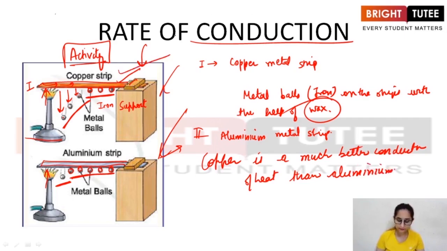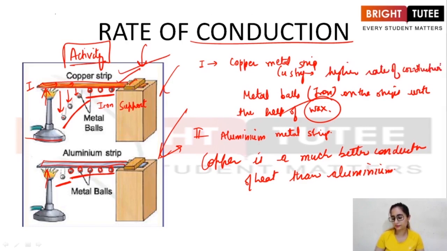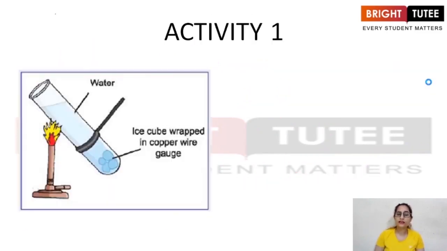So this tells us the rate of conduction. Copper strip has a higher rate of conduction than aluminium, right? So this basically made us clear what is rate of conduction and how it varies in different substances. Now there is another activity for you to understand something.